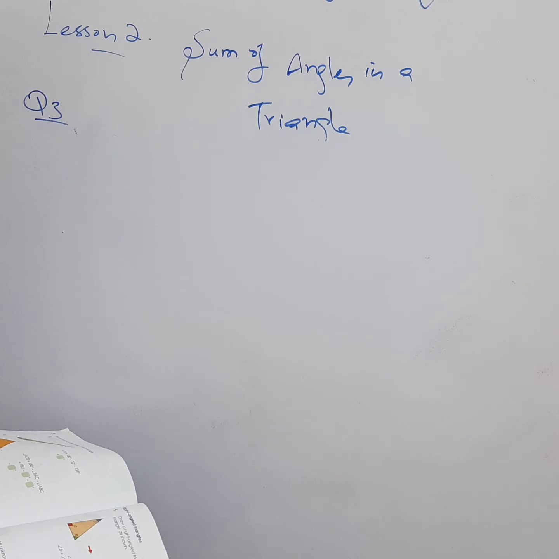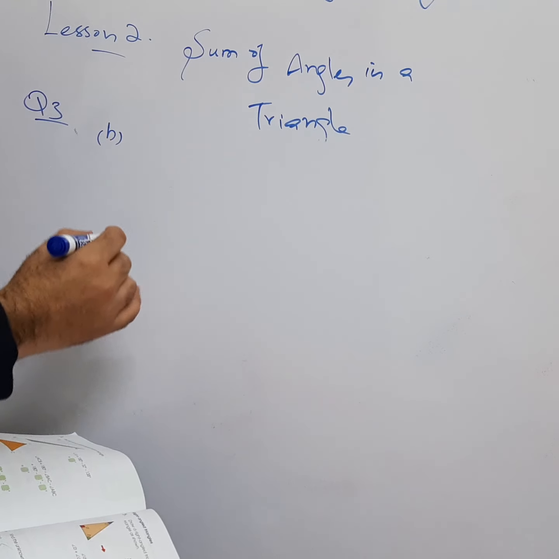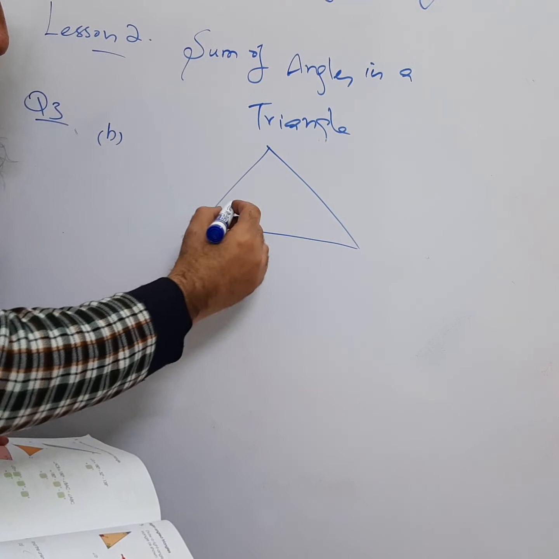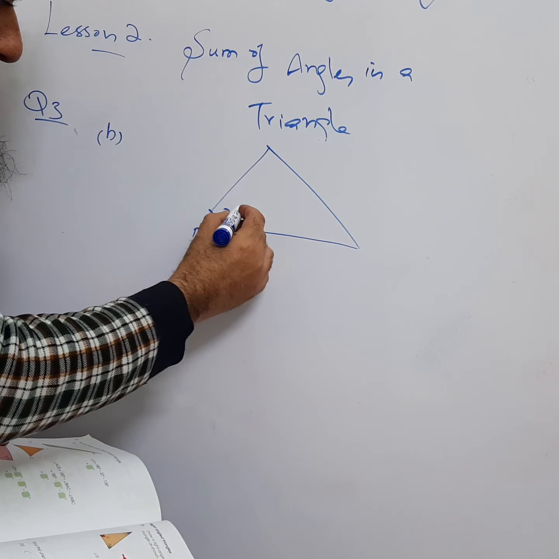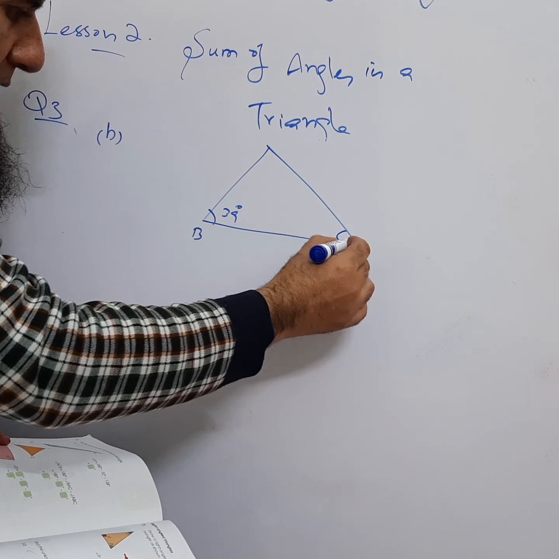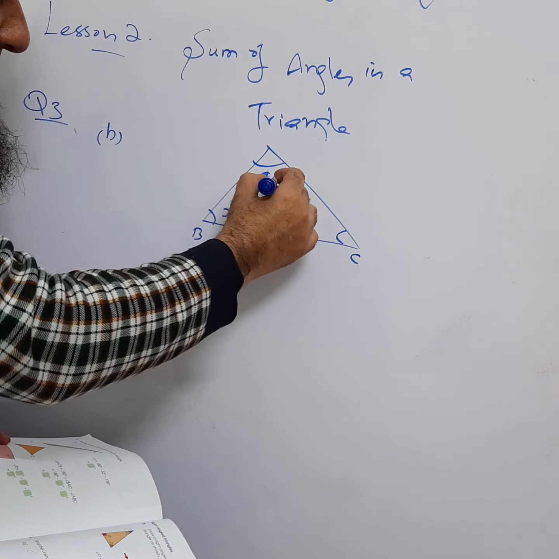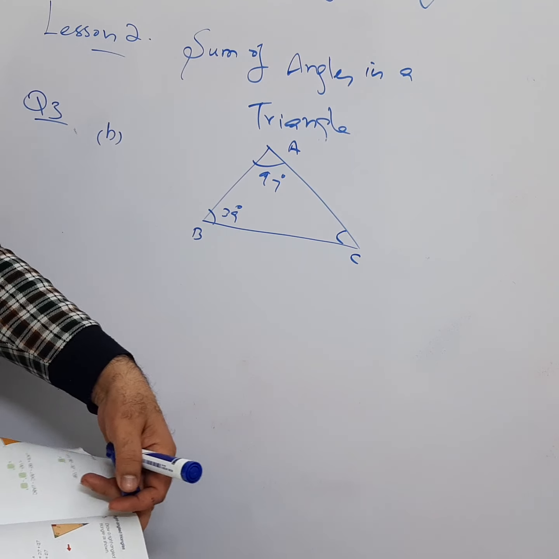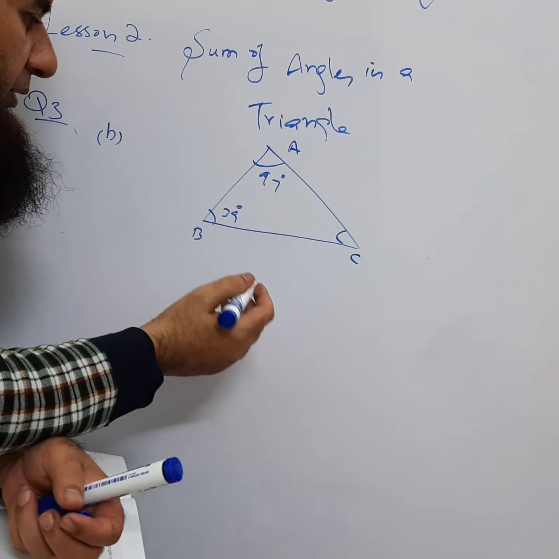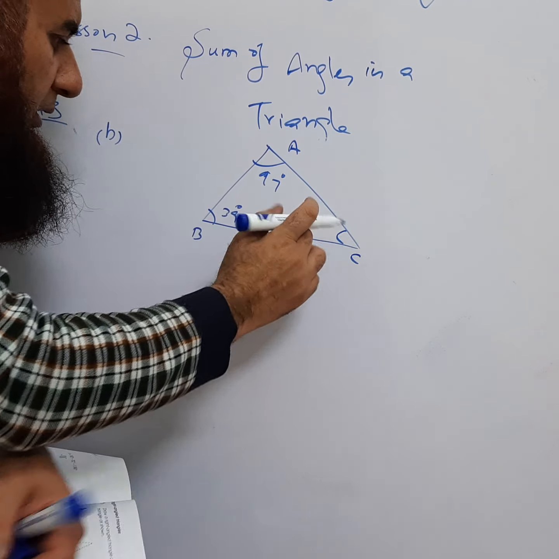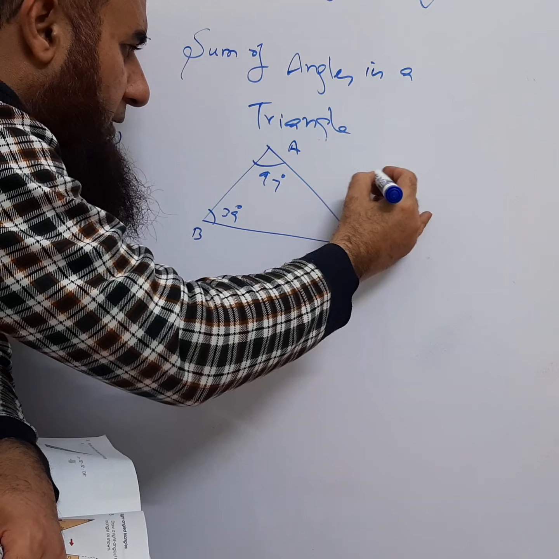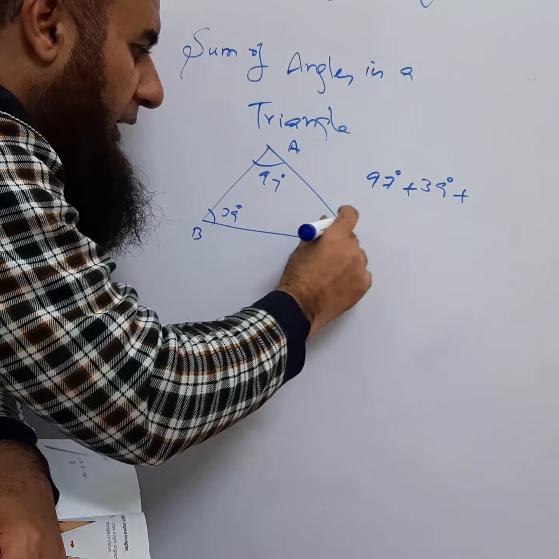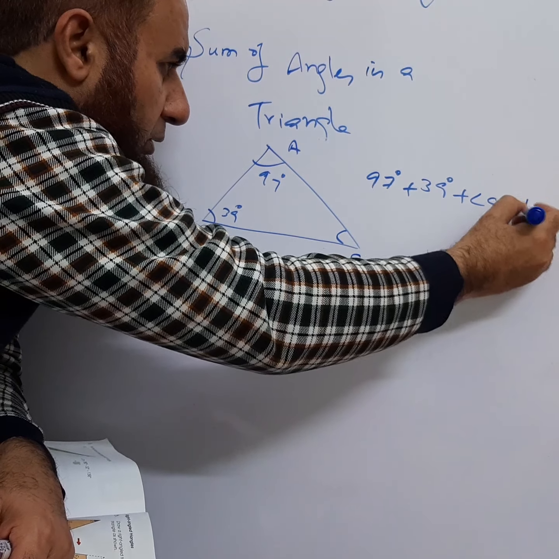Second part, B part, this is the triangle. B is 39. C is unknown. A is equal to 97. So if we say this is A, this is B, this is C, then angle A is 97, angle B is 39, plus angle C, which we need to find out, is equal to 180.